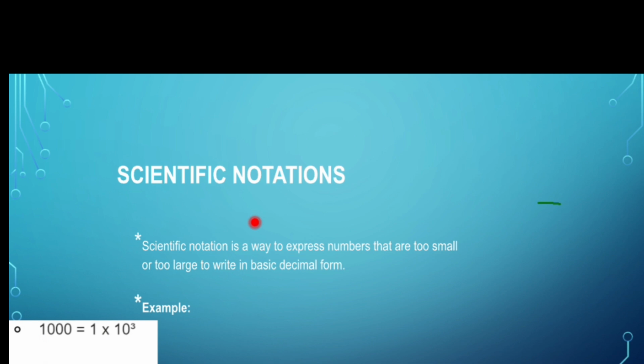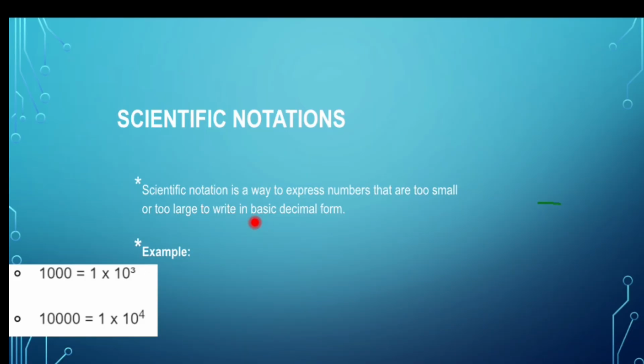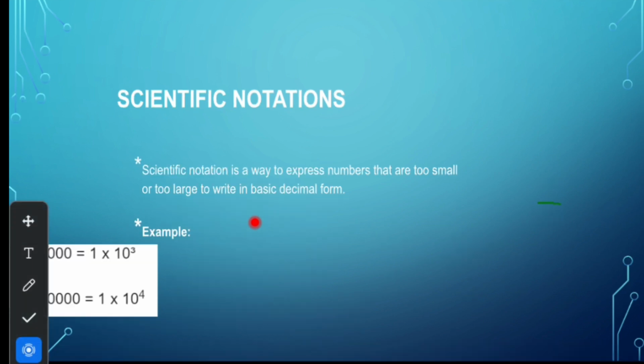Given an example, after 1 we have 3 zeros. This is a big number, a huge number. It has its value and this is greater than 1. So we'll write it in the form of scientific notation by moving the decimal left towards the first non-zero number, which is 1 in this case. Let me show you how.